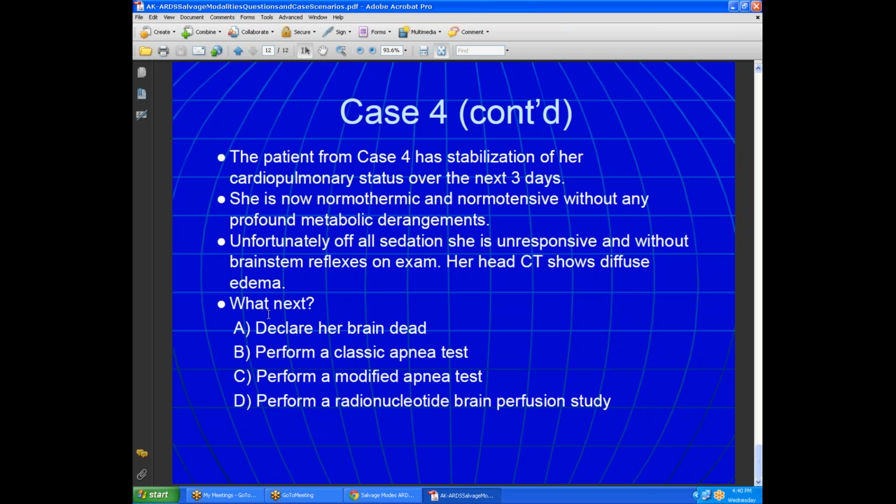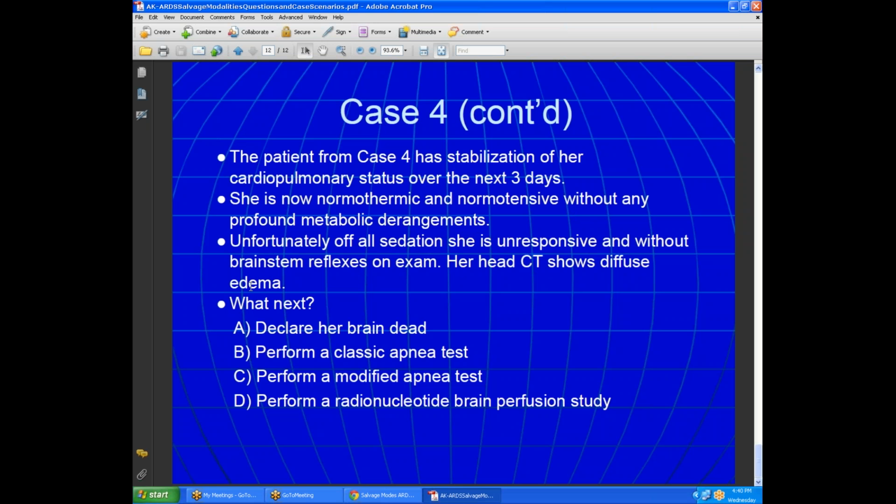They've had some sort of arrest. They're young. They've arrested from hypoxemia. And in the heat of the moment, we don't know what to do, and we put them on ECMO to stabilize their cardiopulmonary status, right? So that happens to her over the next 3 days. She's normothermic, normotensive, renal function is okay, no other metabolic derangements. But off all sedation, she's unresponsive and has no brainstem reflexes to our basic exam. Her head CT shows diffuse edema.